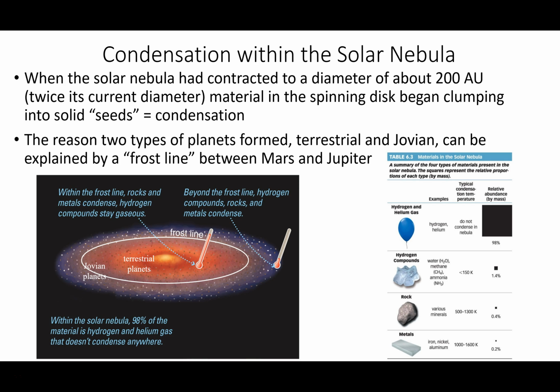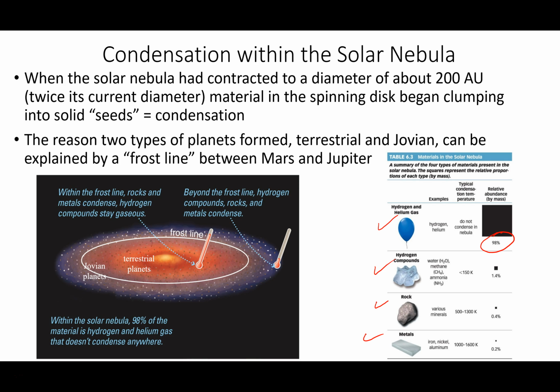Your choices are helium, hydrogen, hydrogen compounds, rock, or metals. Helium, yep. 98% of the nebula that made our solar system, the solar nebula, was hydrogen. Where is most of the matter in our solar system? The sun, yep. The sun definitely has the lion's share of the matter that makes up our solar system.